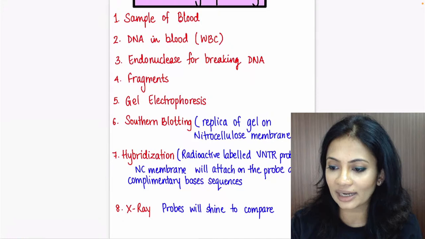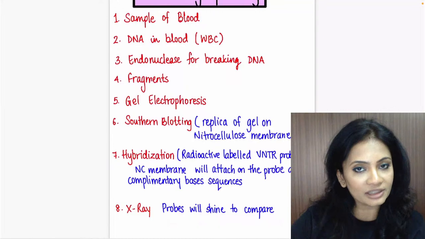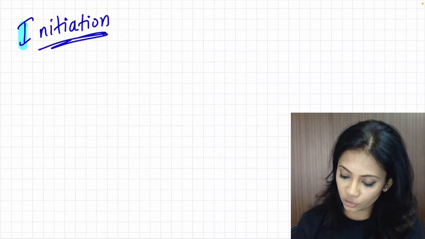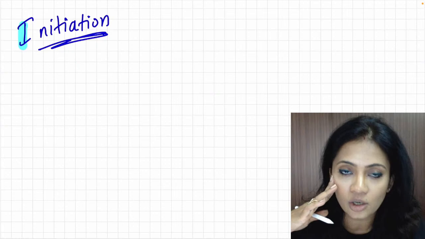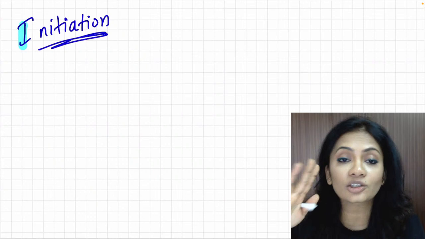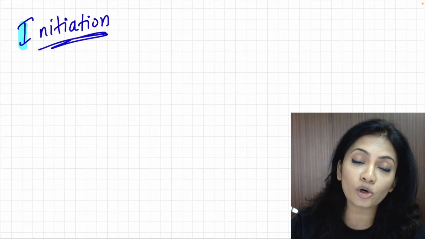Probes are going to shine because the hybrids will be made, which are going to be double stranded. What is used to make the probe shine? It was a radioactive probe, so autoradiography, the probes will shine.